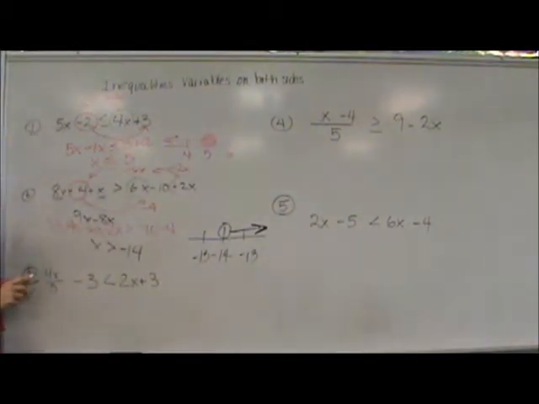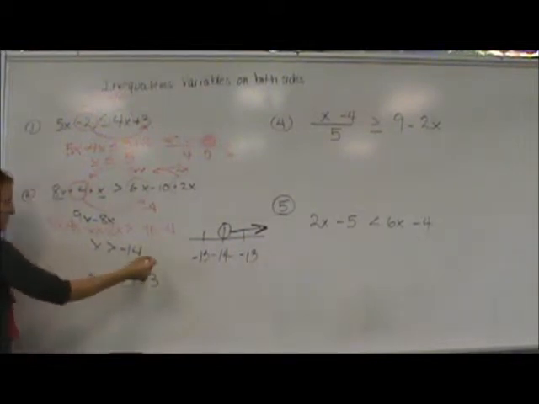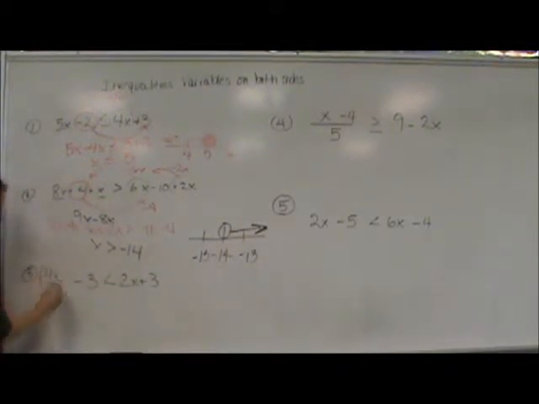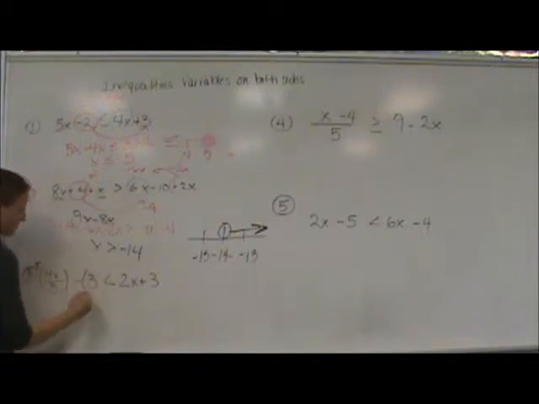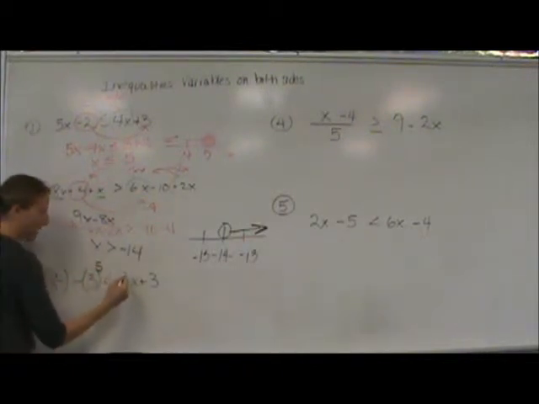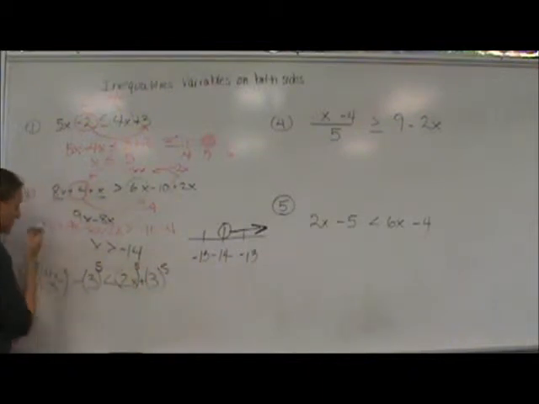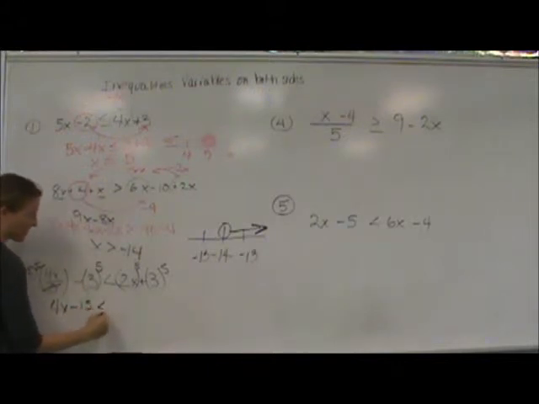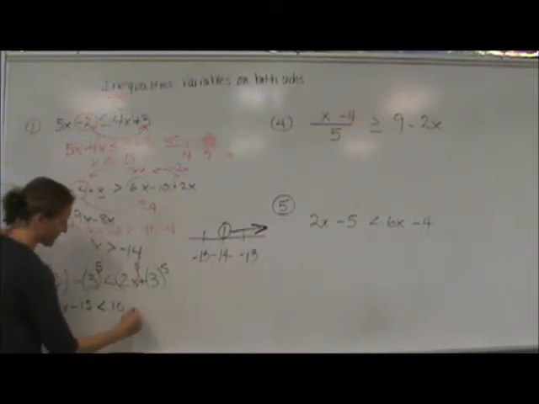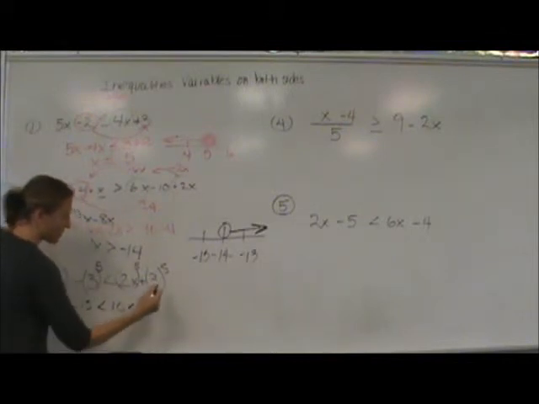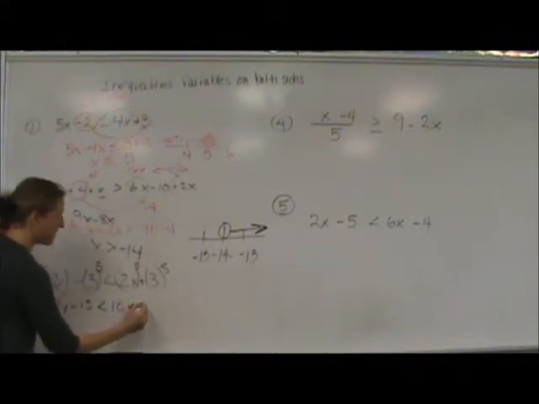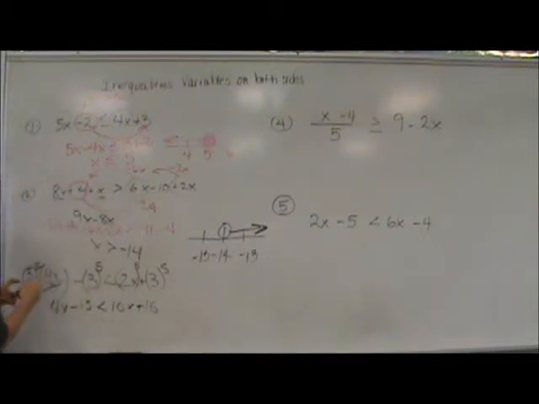I have a fraction here, and to get rid of it, we're going to need to multiply 5 to every term in the problem. So then we don't have to worry about fractions. So these cross out, and I get 4x minus 15 less than 10x plus 15.